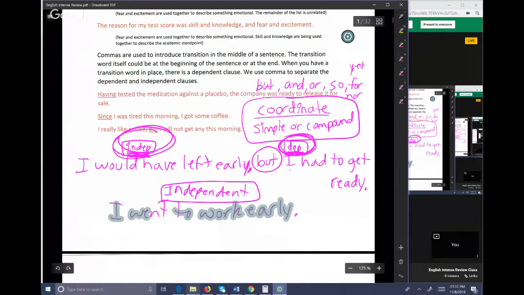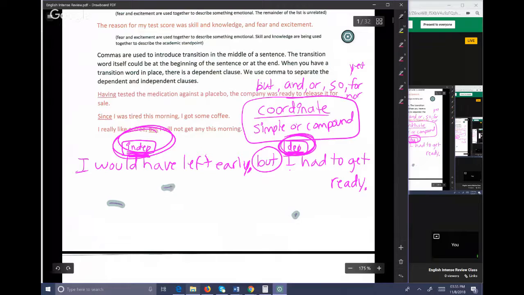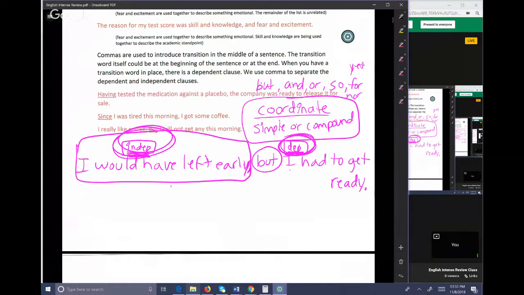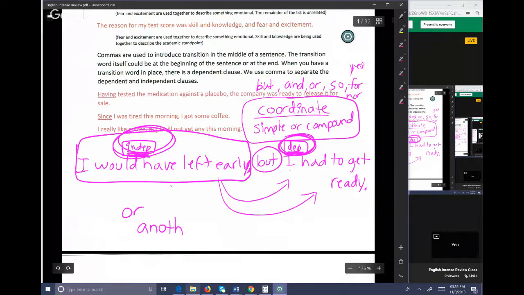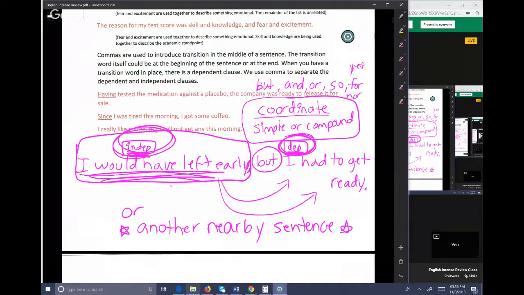What's funky about this example is that you might read this first part and ask yourself, is that actually independent? Because if I just walked up to someone and said, I would have left early, that doesn't exactly make sense to them, right? So if someone doesn't have context, if we don't have this other half of the sentence, or if we don't have another nearby sentence, then you wouldn't know what I'm talking about. And the nearby sentence is the crucial point of this, because yes, this is independent. It has a subject, it has a verb, and it has a complete thought.